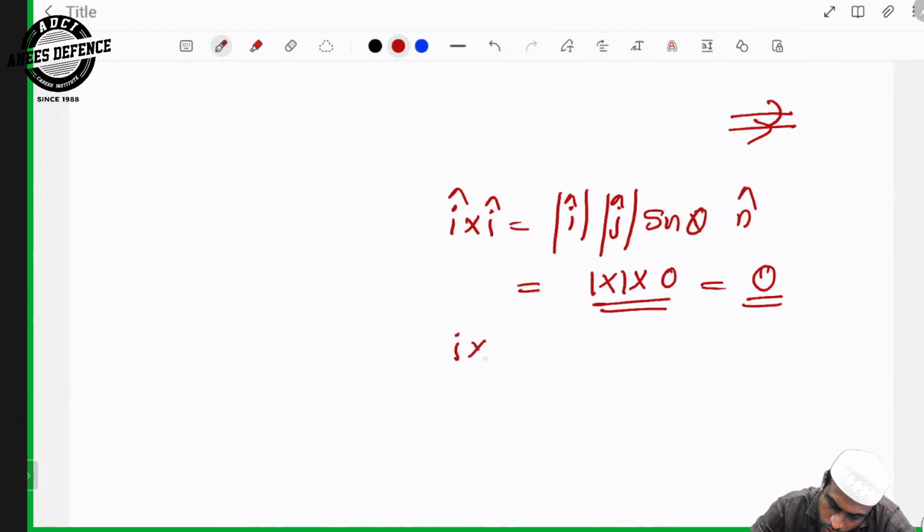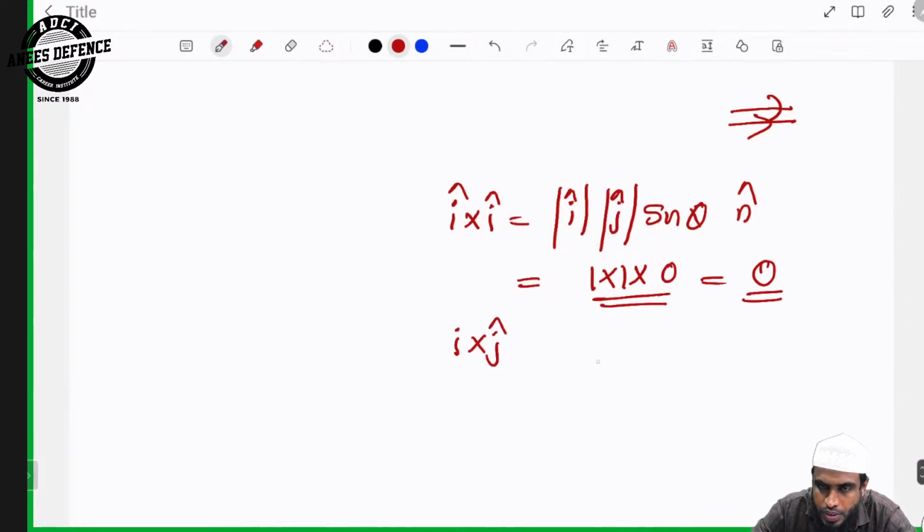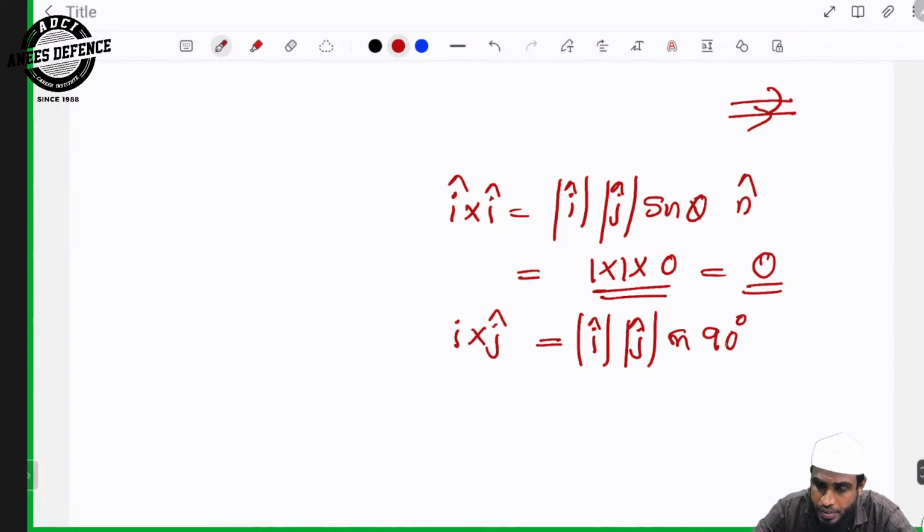Then I cross j. Magnitude of I, magnitude of j, sine. What is the angle between I and j? That is 90 degree, into n cap. So 1 into sine 90 is 1. So n cap.